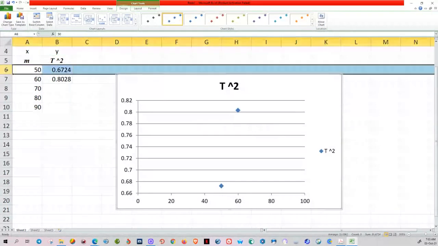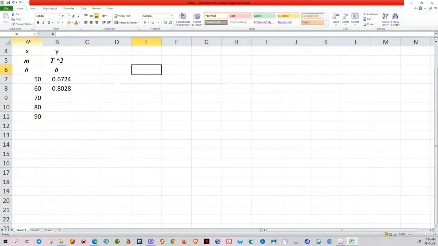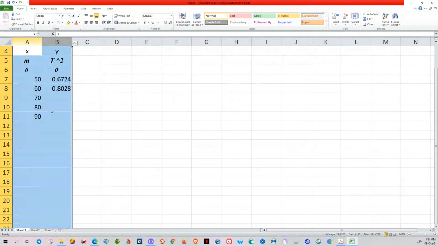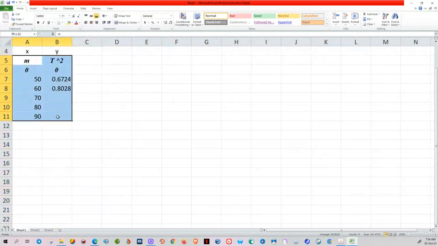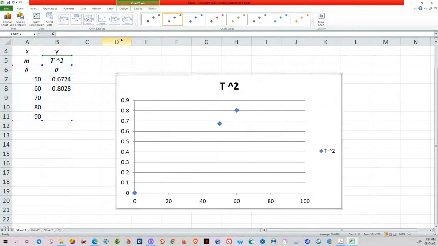Now here in the graph, you can actually insert, for example, if the mass is 0, what is t squared? Is it 0? Okay, you can actually insert it to make the graph start from 0. However, there is one source of error that we are not considering here. Okay, what is that source of error?